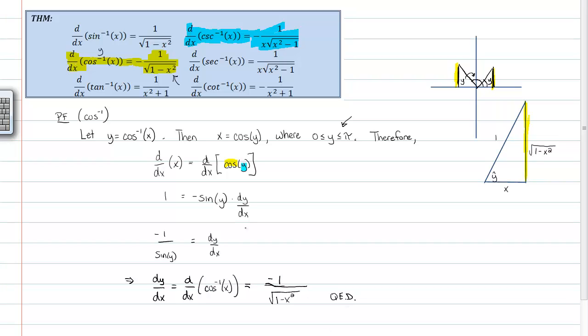QED. So now let's quickly do the second proof in blue there, the cosecant inverse of x. I start exactly the same. I just say, well, you know what? I don't know the derivative of that, so I'm going to go ahead and let y equal the cosecant inverse of x.